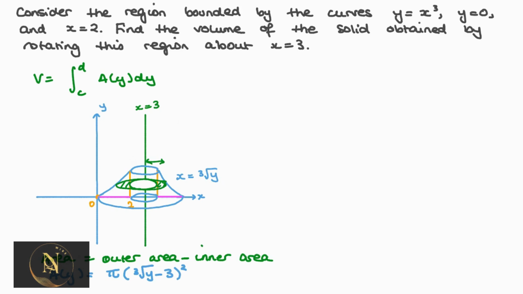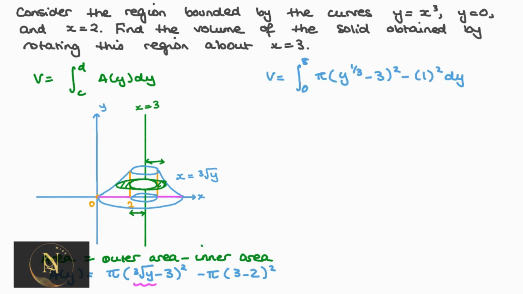And we can say that the radius of the large circle would be the difference between the value of the function x equals the cube root of y and the function x equals 3. And so that's pi times the cube root of y minus 3, all squared. Similarly, the radius of our smaller circle will be the difference between 3 and 2. And so the cross-sectional area, or the function for the cross-sectional area, is pi times the cube root of y minus 3 squared, minus pi times 3 minus 2 squared.